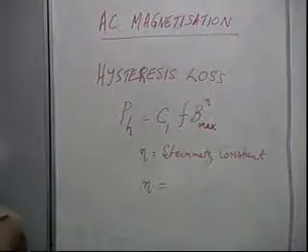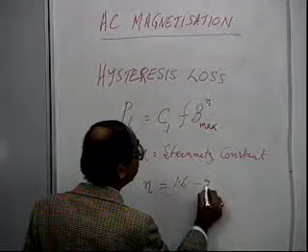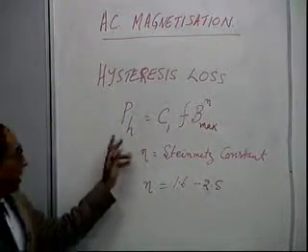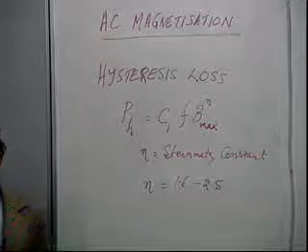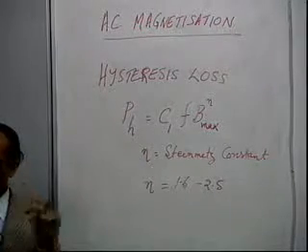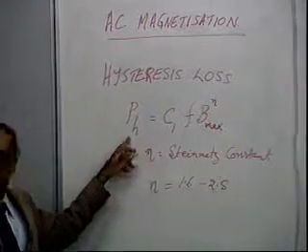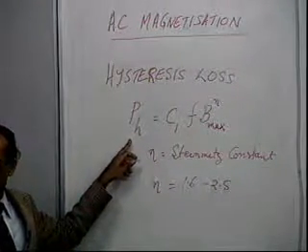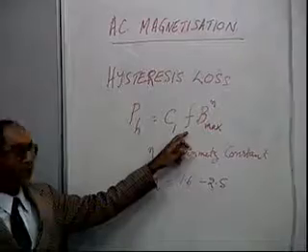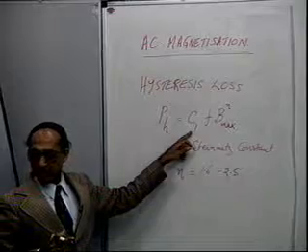And n we said is typically in the range 1.6 to 2.5. So we find that hysteresis loss in a core has this relation. It is proportional to the maximum flux density, that is, to what extent the maximum flux density in the core can go. If we increase the maximum flux density, obviously the hysteresis loss will also be altered. So it depends very much on this, as well as on the frequency. And of course C1 is a constant which will depend upon the property of the material and the area of the hysteresis loop.